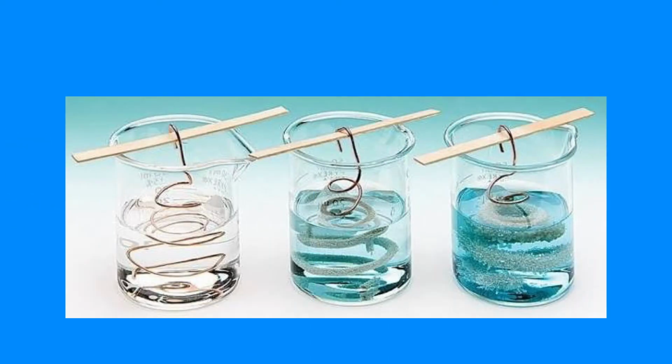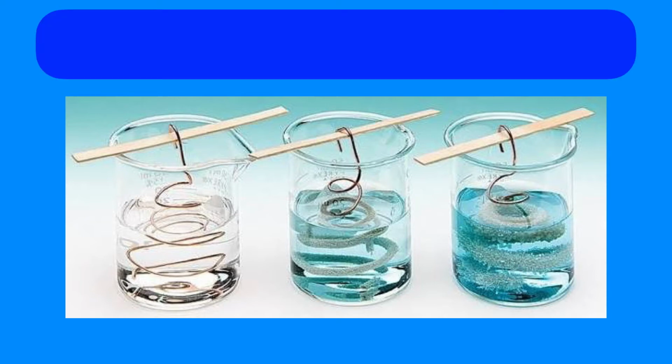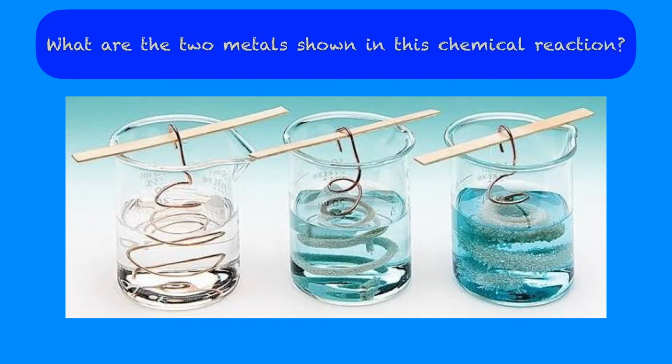Let's take a look at this chemical reaction. In front of us, a copper wire immersed in a solution of silver nitrate. Sami, what are the two metals shown in this chemical reaction? The two metals are copper and silver.